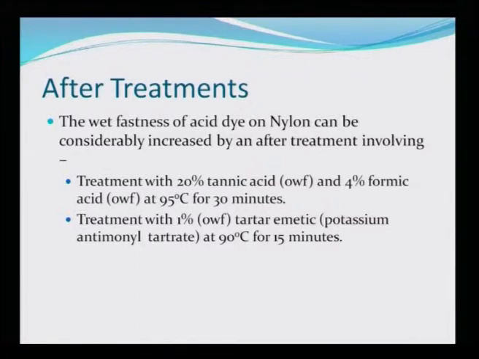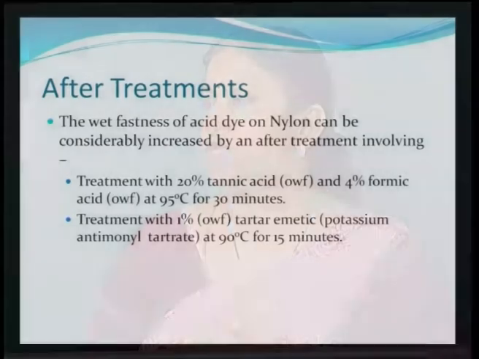Similarly, the wet fastness of acid dye on nylon can be considerably increased by an after treatment involving treatment with 20% tannic acid with the weight of the fabric, and 4% formic acid with the weight of the fabric at 95 degrees for 30 minutes. Or we can even do treatment with 1% weight of the fabric with tartar emetic, that is potassium antimonyl tartrate, at 90 degrees for 15 minutes. So, these are the two treatments which can help the polyamide nylon to retain the dye.